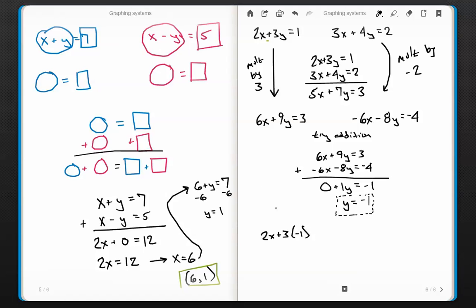So he's eating vigorously. 2x plus 3 times this y value that I figured out, negative 1, has got to equal 1. Right? So I'll make a little note here in light blue. I took this equation and I sent it all the way back down here. Now that I know y.